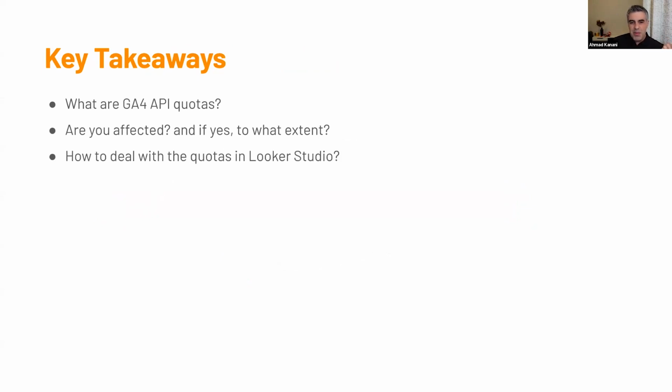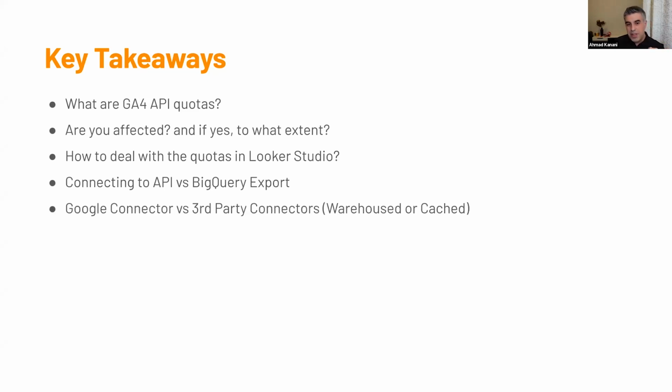And I'm going to give you some information to figure out how to deal with the quotas if you're affected in Looker Studio. We're going to understand the pros and cons of connecting to the API versus connecting to BigQuery export. And we're going to also understand the pros and cons of Google Connector versus third-party connectors, either warehoused, live, or cached, right? Today, I'm going to give you information, not prescriptions. So it's not that I'm going to tell you this is the correct way of doing it. I'm going to give you enough information so you can decide for yourself what is the best course of action for your specific situation.